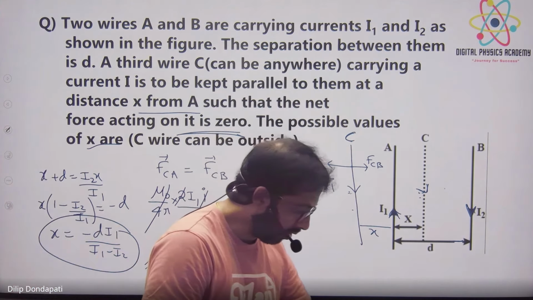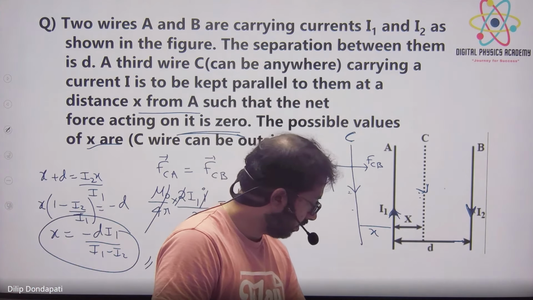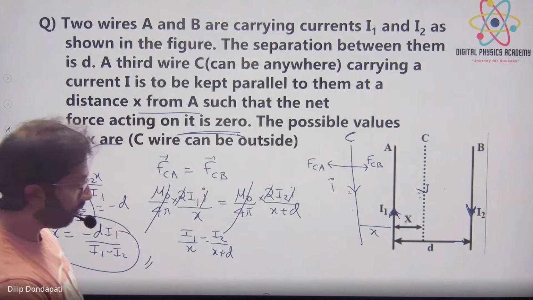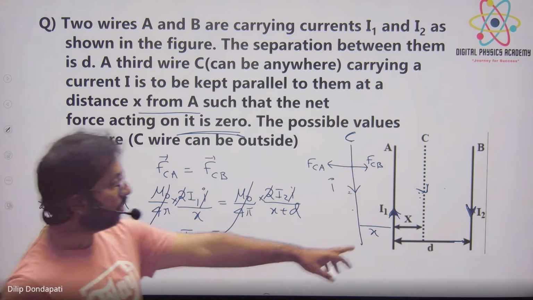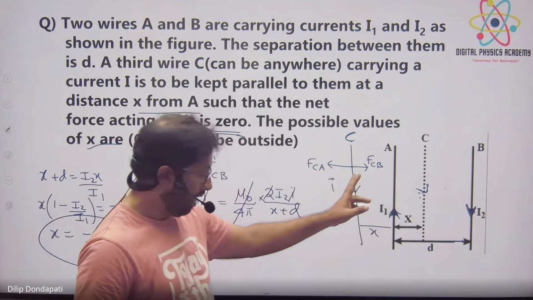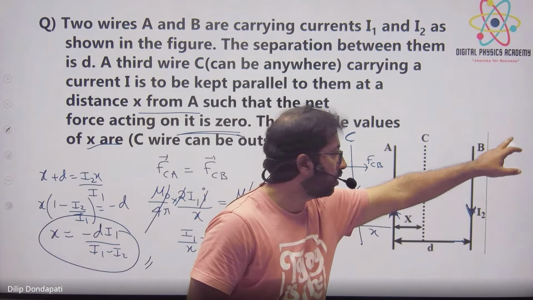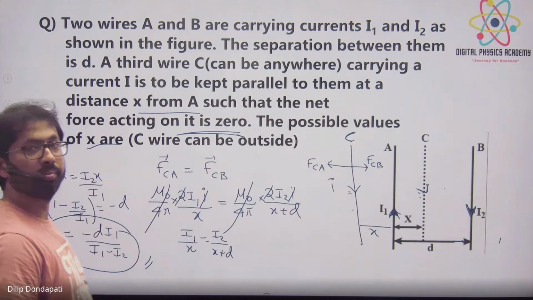These are very important questions, do them well. Force can also be zero on the other side, at some distance from here, yes, but the answer will be the same. If you do that also, the answer will be the same. Okay.